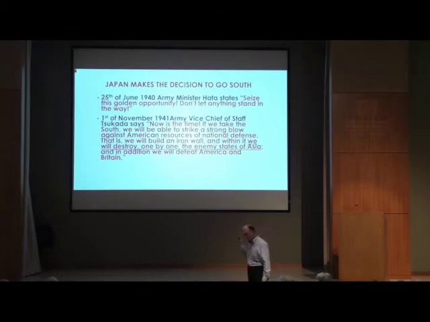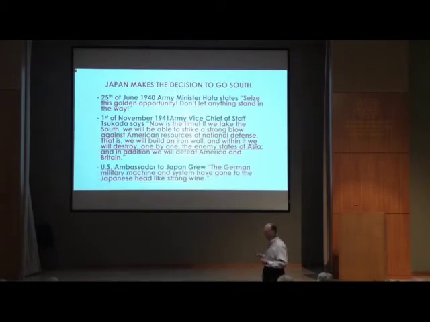This whole gamble is based on Germany. Germany will defeat Russia. Germany will defeat Britain. Unfortunately, Germany doesn't defeat Russia and Britain. So this is a disaster for the Japanese. And our ambassador to Tokyo, Joseph Grew, makes this statement at the time: The German military machine and system have gone to the Japanese head like strong wine.